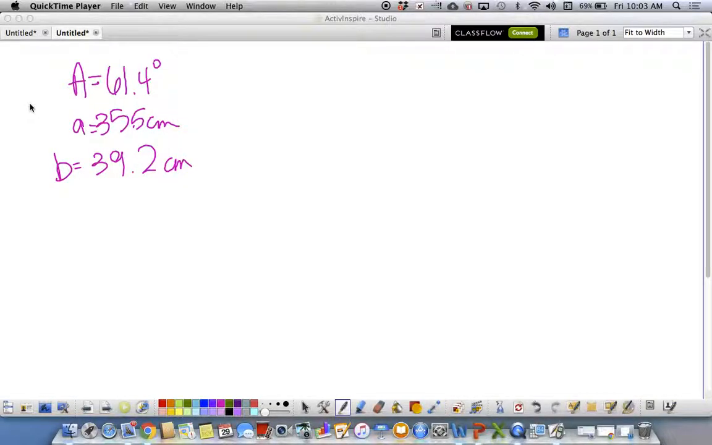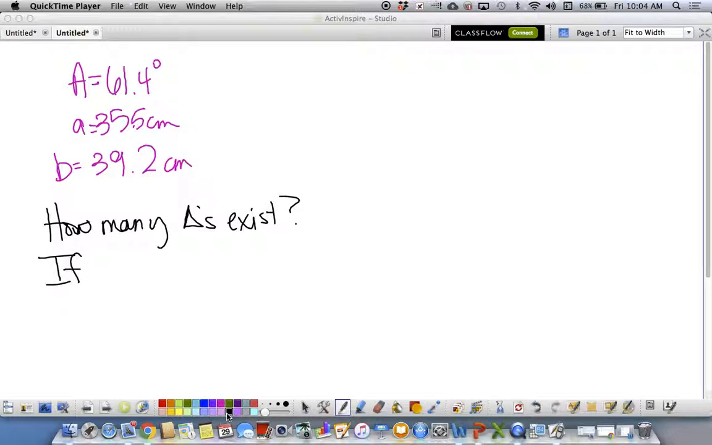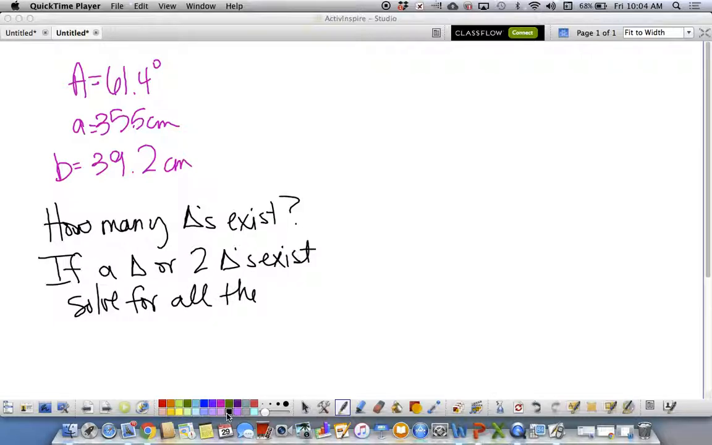Right, for this problem, how many triangles exist? If a triangle or two triangles exist, solve for all the missing sides and angles.